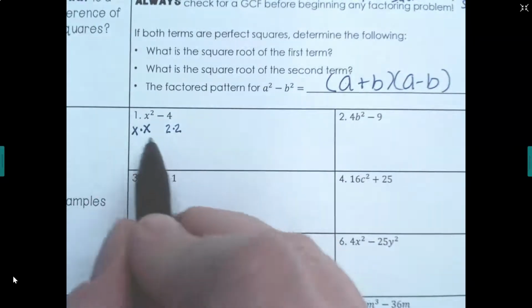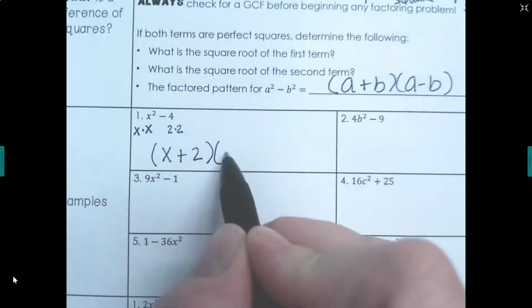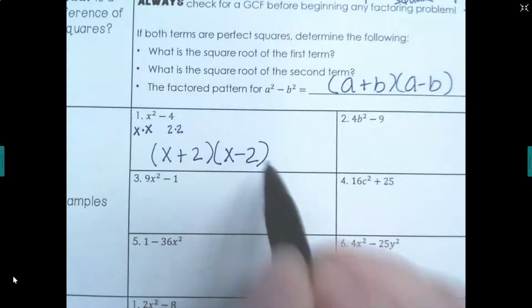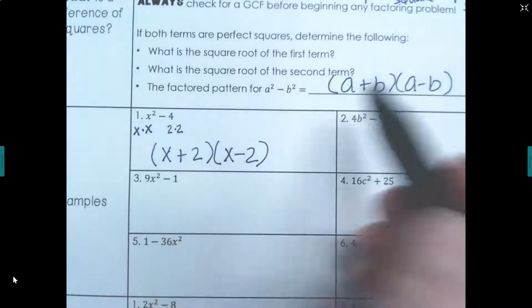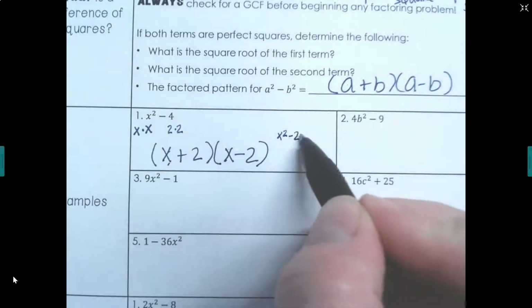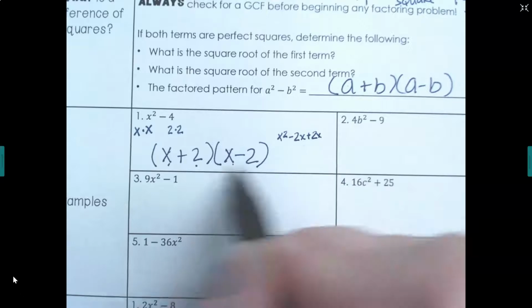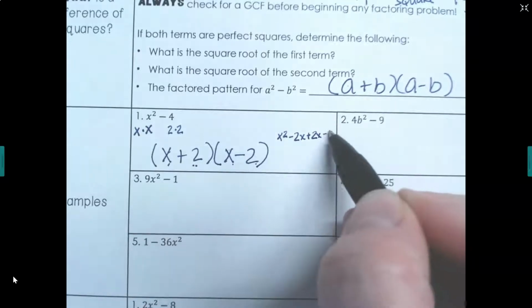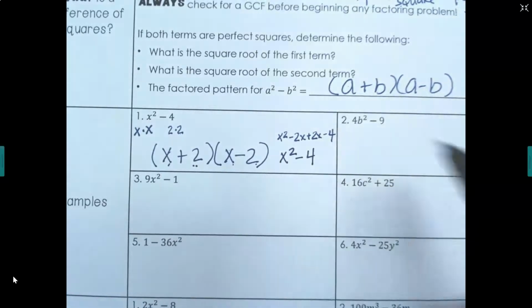Okay. And notice we have 2 of each. So we're going to do one parenthesis with a plus and one parenthesis with the minus. We can check this. X times x is x squared. X times negative 2 is negative 2x. 2 times x is plus 2x. 2 times negative 2 is negative 4, giving us x squared minus 4.